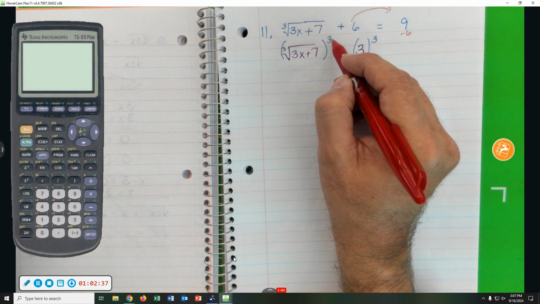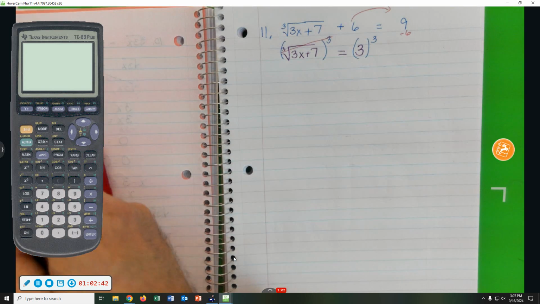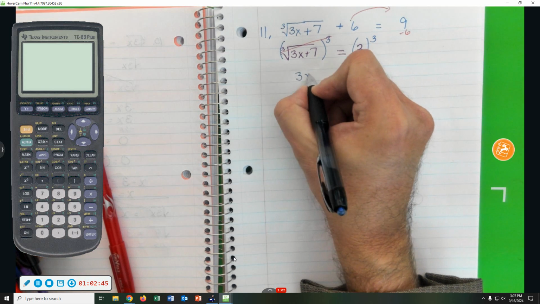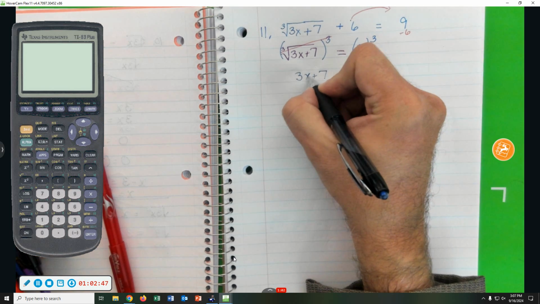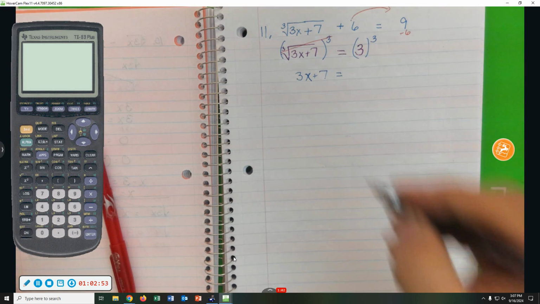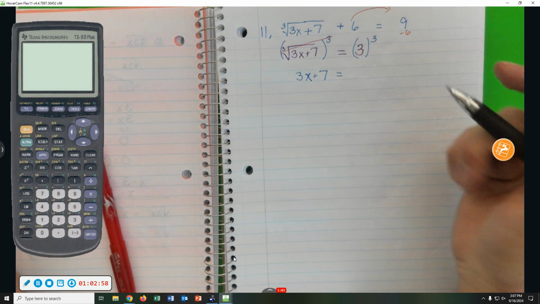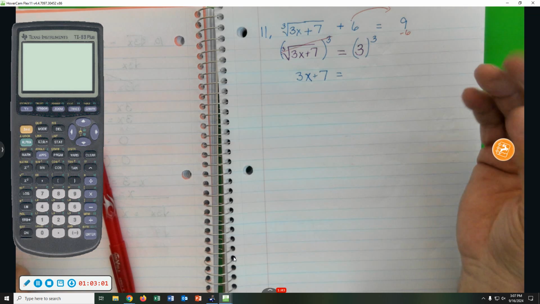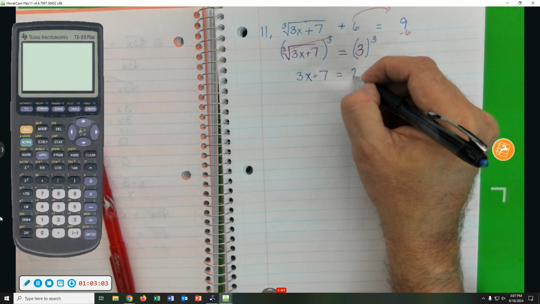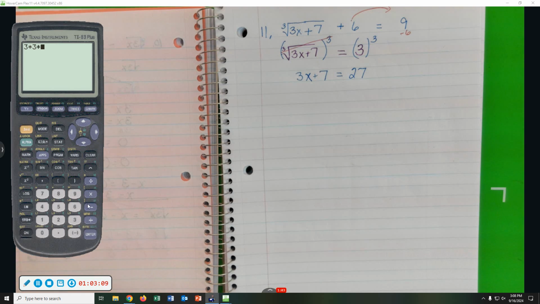What is the left side reduced to? 3x plus 7, I agree. Now don't say 9. It's going to be tempting to say 9. What's 3 to the third? Maybe your students are tempted. My students are not tempted to say that. They know 3 times 3 times 3 is 27. 3 times 3 is 9, times another 3 is 27. Is this the easiest one we've done so far? Yeah, I think it is. We don't even have to check it. We're not done yet, but we almost are.